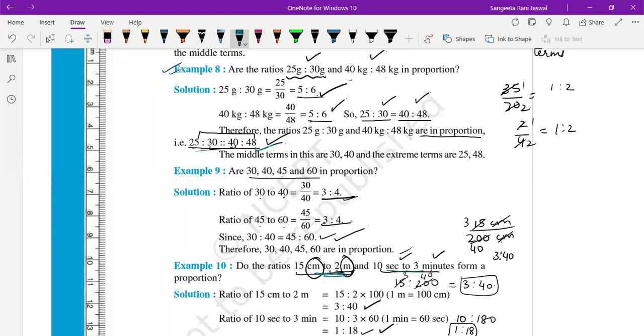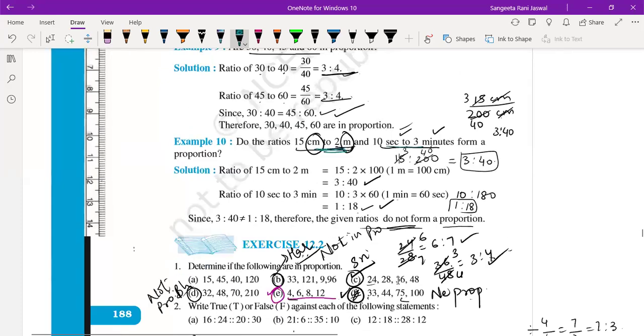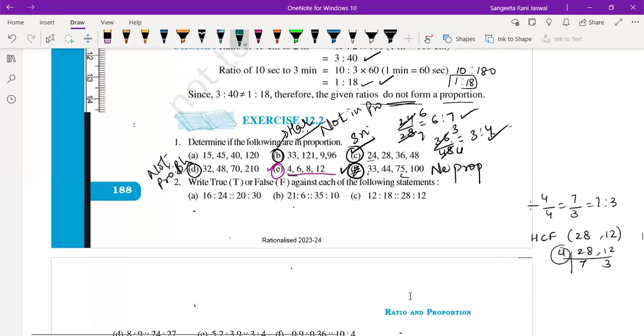No, ma'am, they are not in proportion. Yes, they are not in proportion, ma'am. Okay. So the first ratio is 3:40 and the other one is 1:18. So they are not in proportion. Okay.